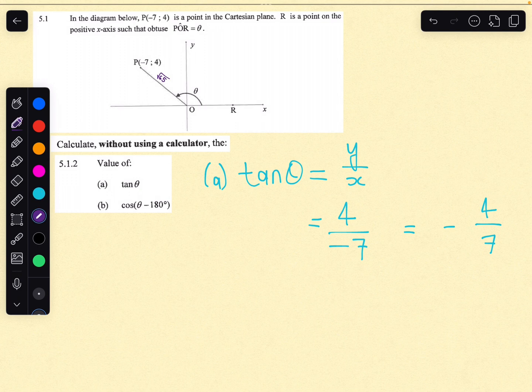Okay. And then this is what really just tripped me up and caused me to collapse on the ground. Okay. Because I was trying to be fancy. Anyway, cos of theta minus 180 degrees. Okay. So I'm going to do this in two ways.